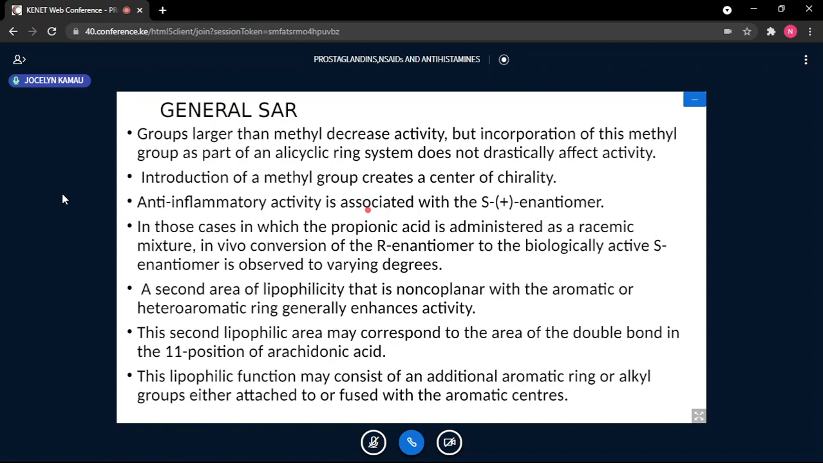But you have seen in almost all of them, whether it's metabolism, you will have this for activity. If you give a racemic mixture, it is converted in vivo to the S isomer, because the S isomer is the one which has higher activity. But remember, that is for propionic acid derivatives. For an acetic acid derivative like indomethacin, the S and R are equipotent. A second area of lipophilicity that is non-coplanar with the aromatic or heteroaromatic ring generally enhances activity.